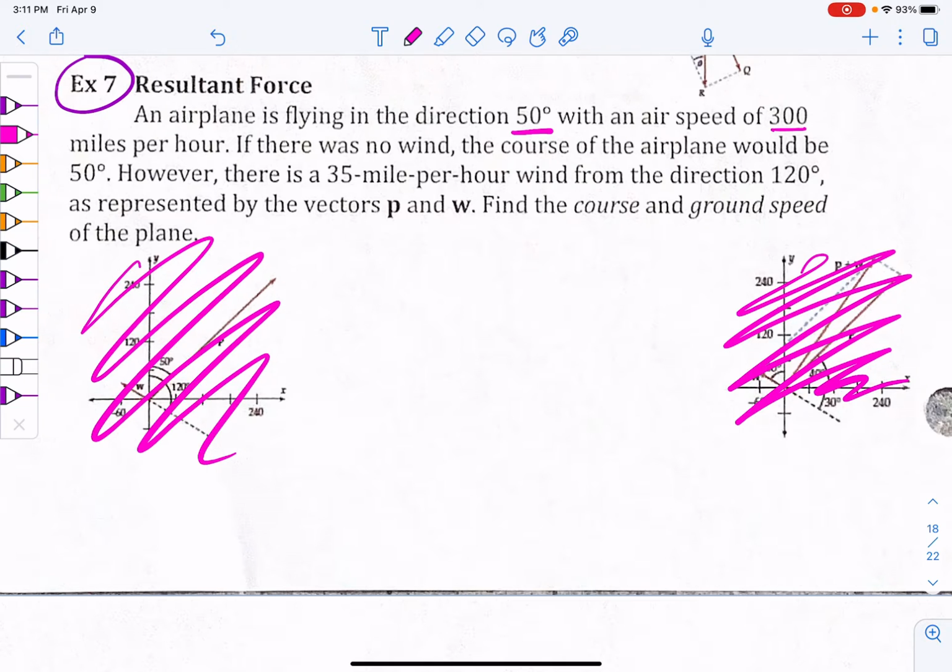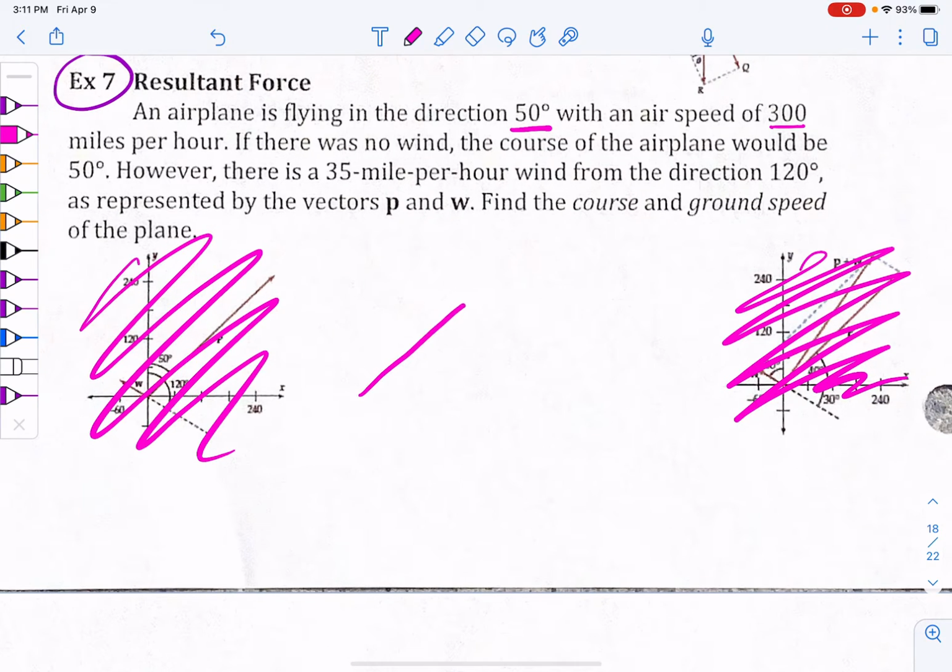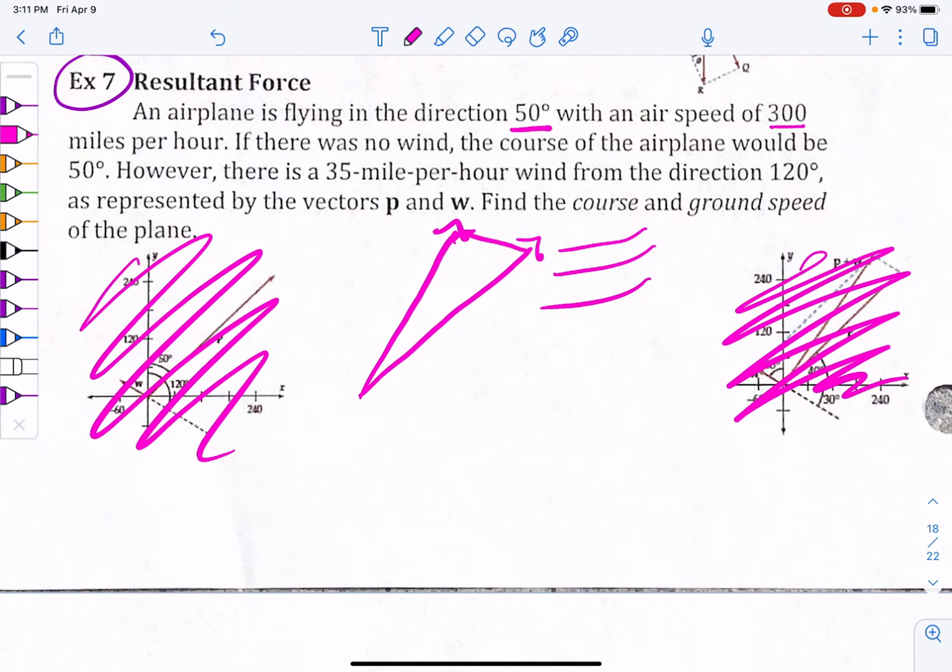However, there is a 35 mile per hour wind from the direction of 120. So what's happening to the plane? Don't draw this because I'm going to erase it. The plane is wanting to go this way, but it's getting shoved against the wind, right? The wind is going this way, so it's pushing the plane back, and it's actually traveling like this instead. It's pushing it up and back against it a little ways. So that's what the wind is doing to the plane.